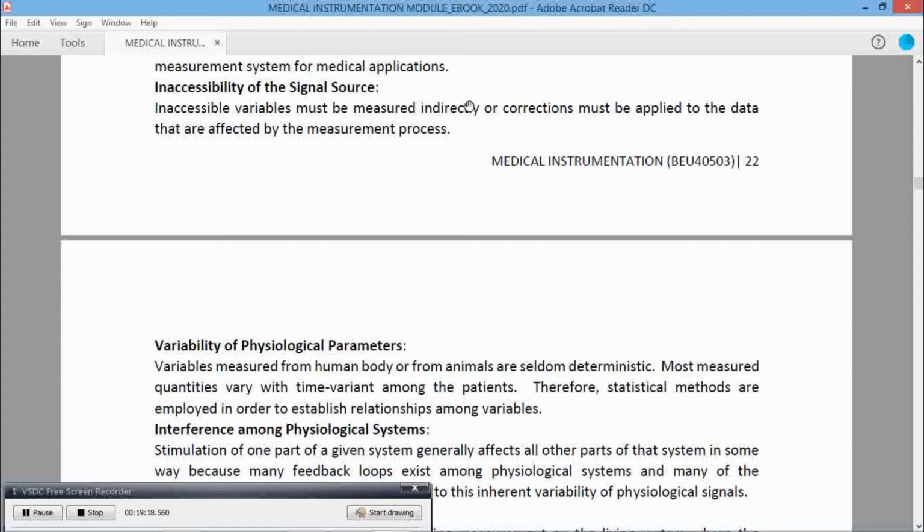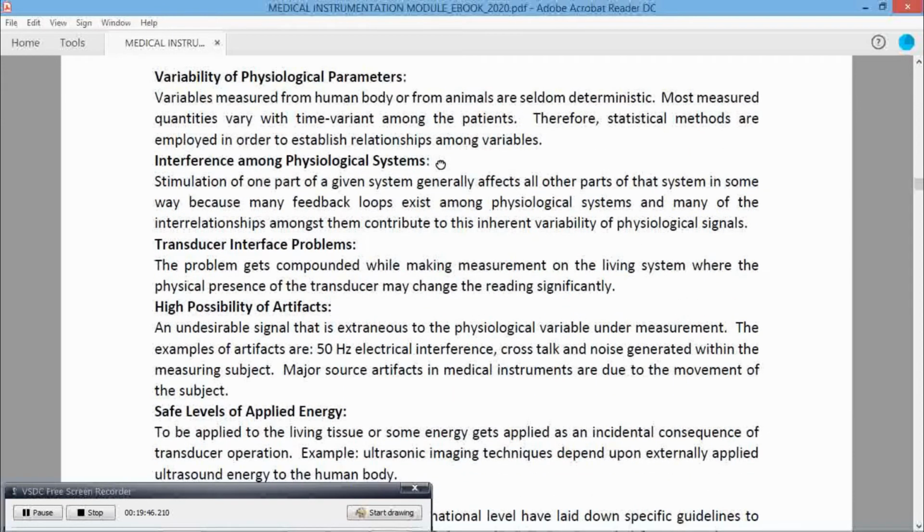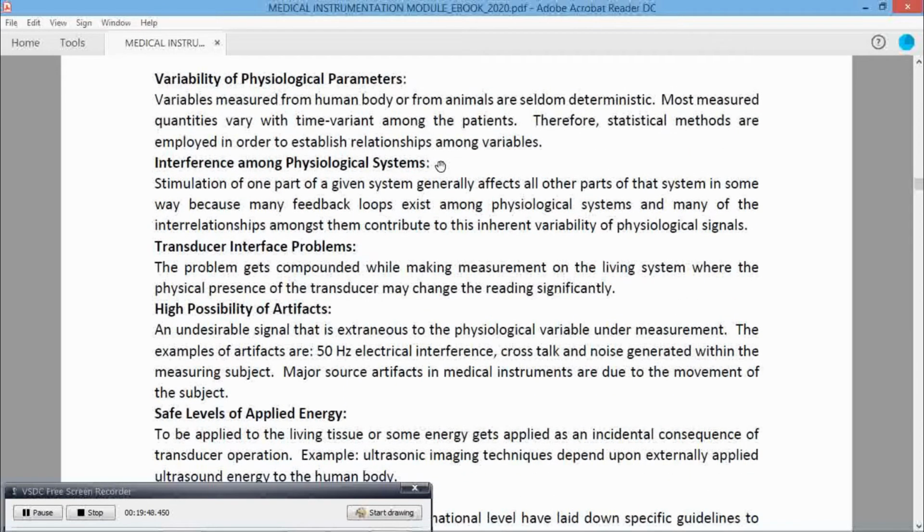Sometimes you have to look at the variables, alright? These variables are inaccessible, and must be measured indirectly, or correction must be applied to the data that are affected by the measurement process. So normally you have some sort of variables of signals. That means you can vary the signals to be measured due to the inaccessibility. Sometimes the signal is lost during the measurement, so you need a potentiometer that you can actually adjust so that you get back the signals.